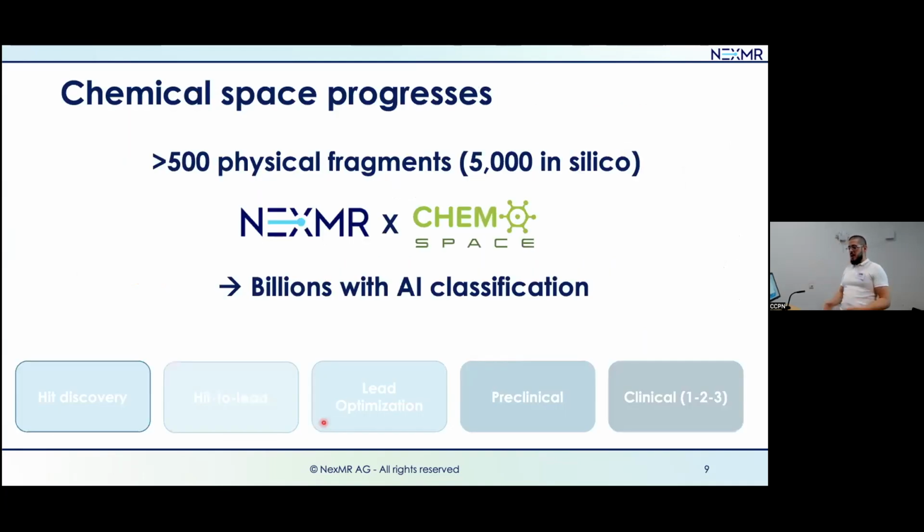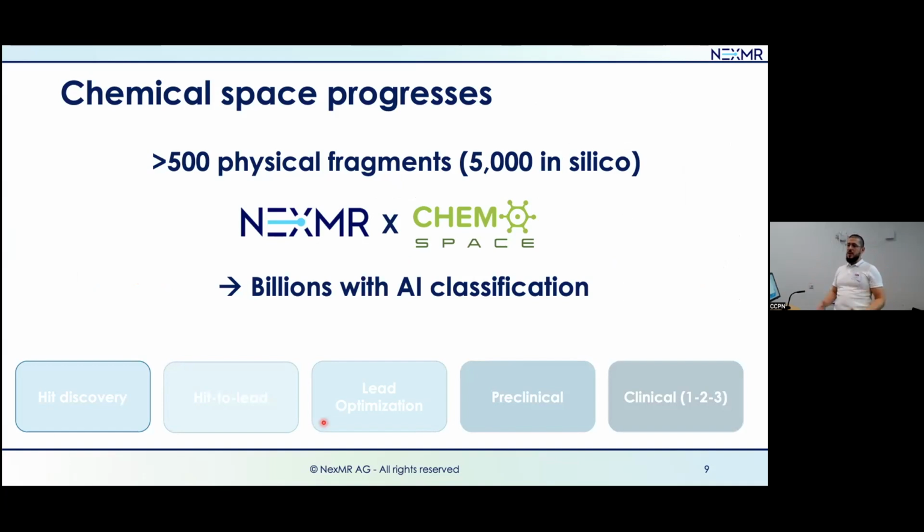Now we have a library of about 500 fragments that we maintain physically. We have up to 5,000 in our database that we don't order because we're a small startup. We don't have the money for that. It's quite expensive. But we also have a very good collaboration with ChemSpace, which is the biggest catalog of molecules, and you can generate molecules through Synthon technology. So you can enumerate billions of molecules without a lot of computational power.